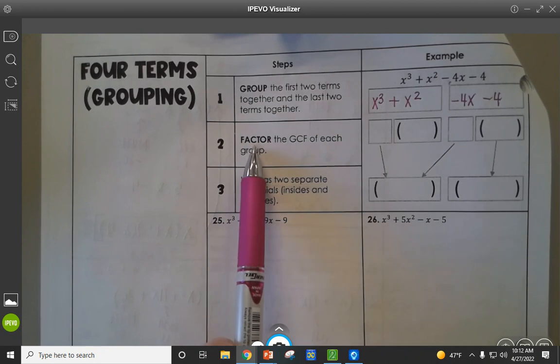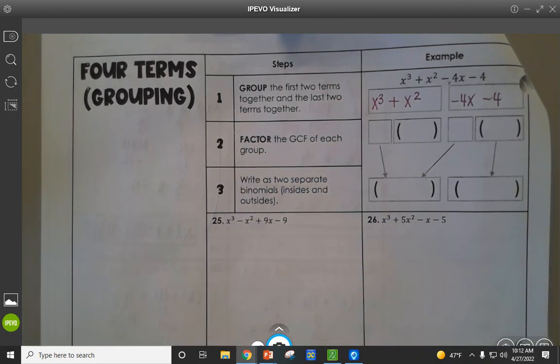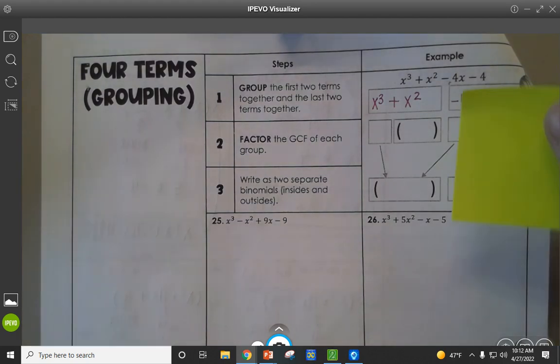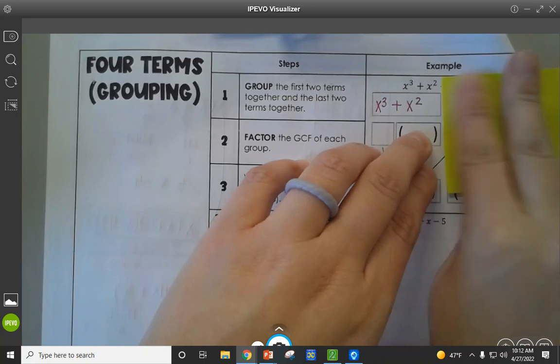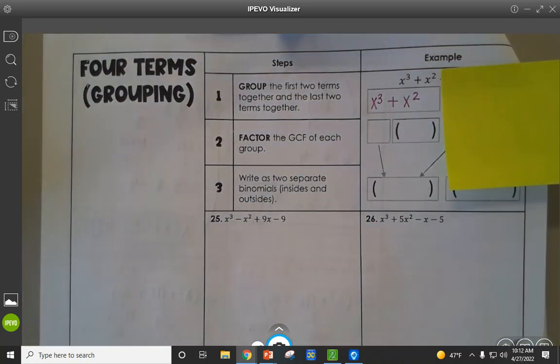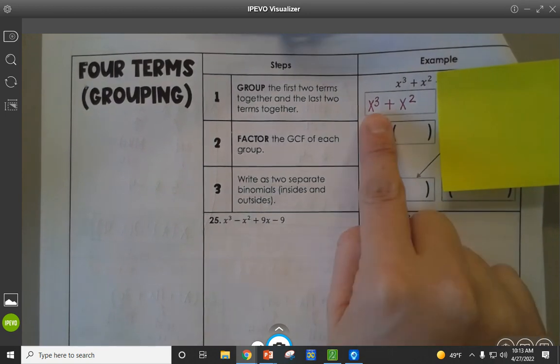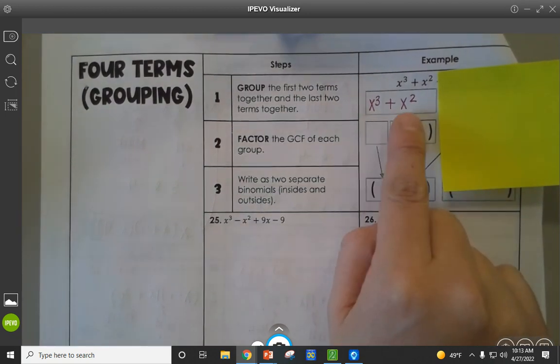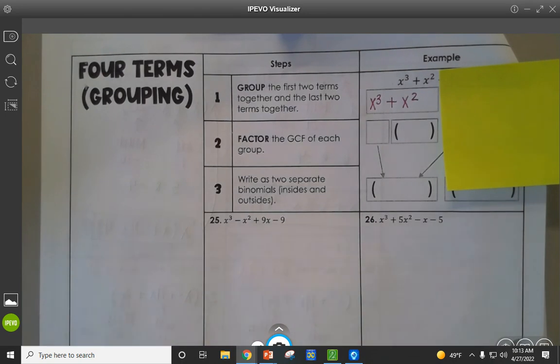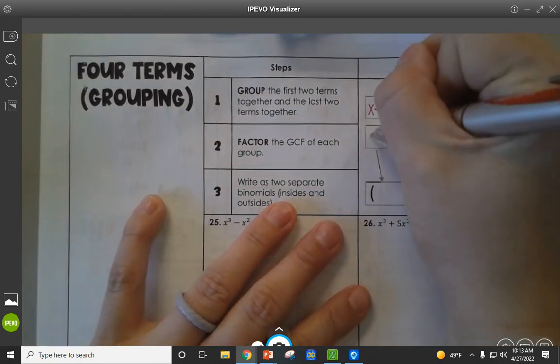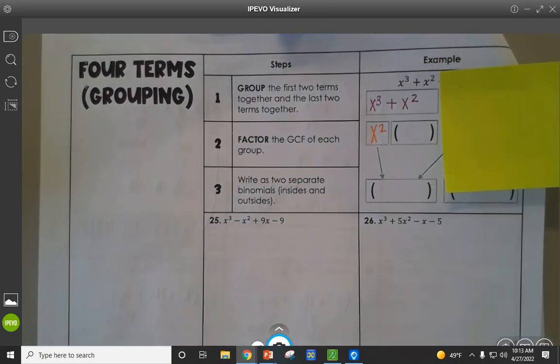Step 2 says to factor the GCF of each group. So I'm just going to look at one side at a time. What is the GCF of x cubed and x squared? It's x squared. They both have x squared in common.